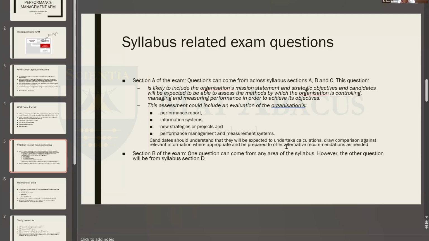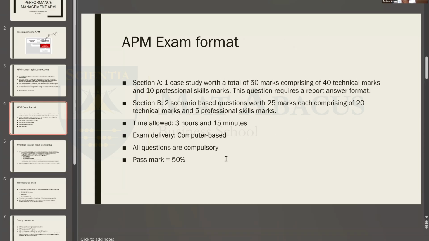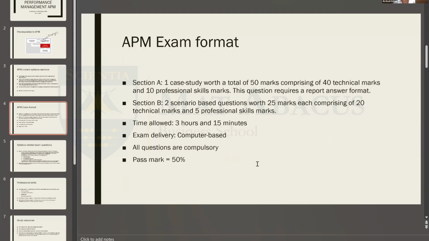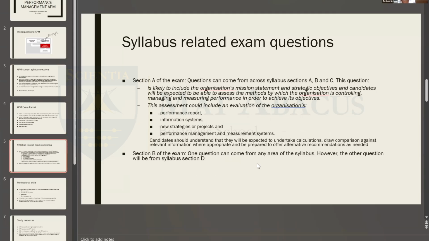Sometimes the examiner writes the case and gives you a certain direction where it is going, where they are suggesting. You don't have to agree, or you can agree, but you can offer alternative recommendations. So section A is a big 50 marks question. Section B, you get two 25 marks questions. One of the two questions will come from syllabus section D, which is the syllabus section, advice, clients, and senior management. And the other one can come from any area. Okay. So you can see the syllabus is very well examined during the exam.